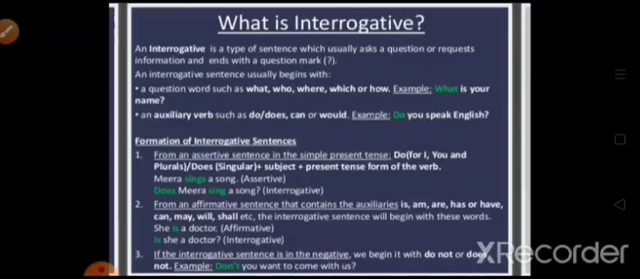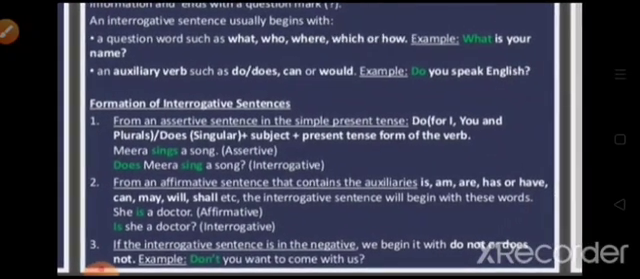Formation of interrogative sentences. For an assertive sentence in the simple present tense, use do for I, you and plurals, and does for a singular subject, plus the present tense form of the verb. For example, Meera sings a song. It is an assertive sentence, but when we make the interrogative sentence, we just put does, because Meera is singular. So, does Meera sing a song?